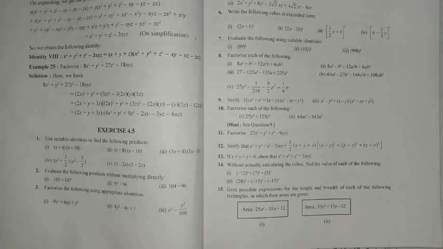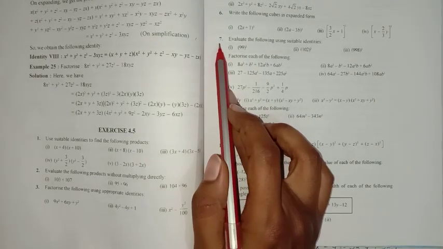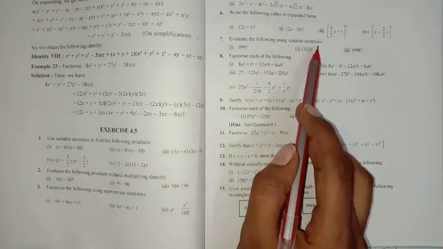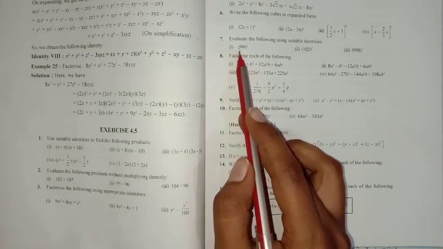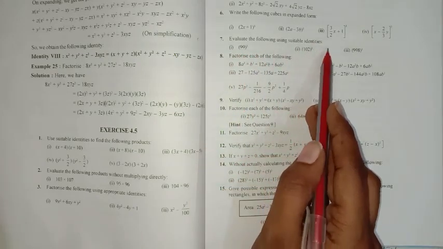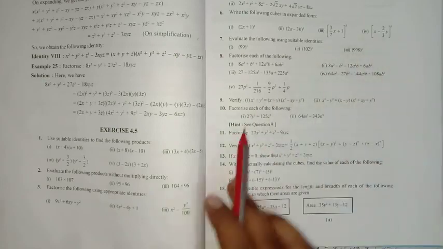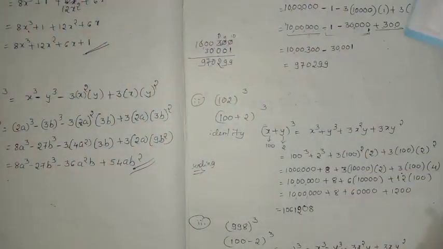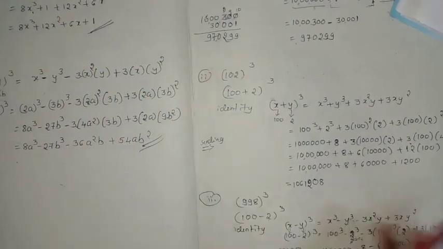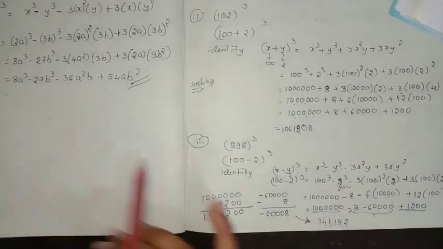In the previous class, we discussed exercise 4.5, question 7: evaluate the following using suitable identities. There I explained 99 cube and 102 cube, and this one is 998 cube. There is a little correction, so you can observe and make the corrections.